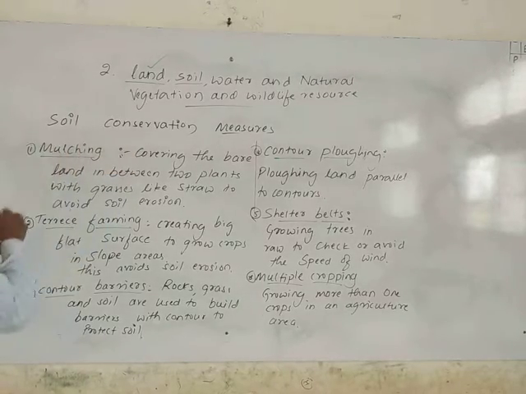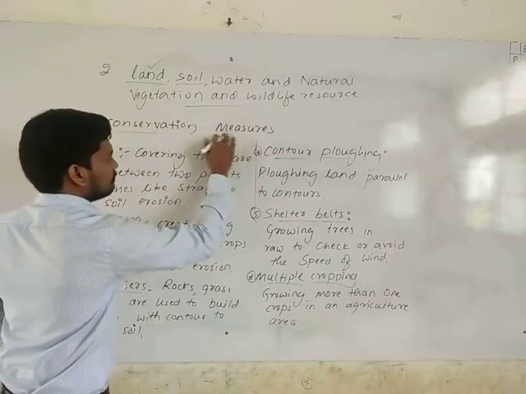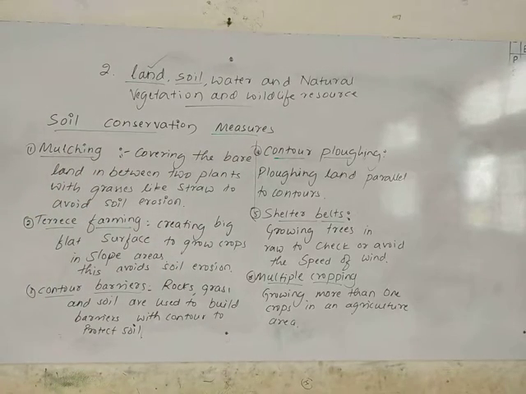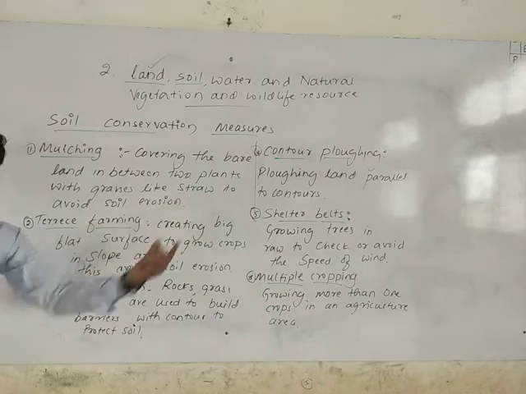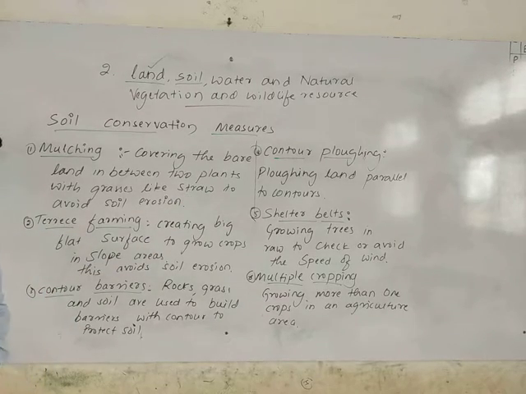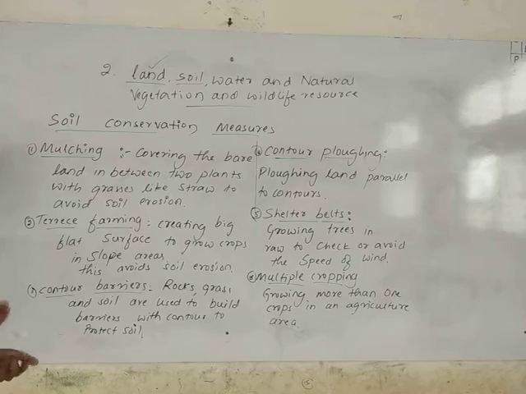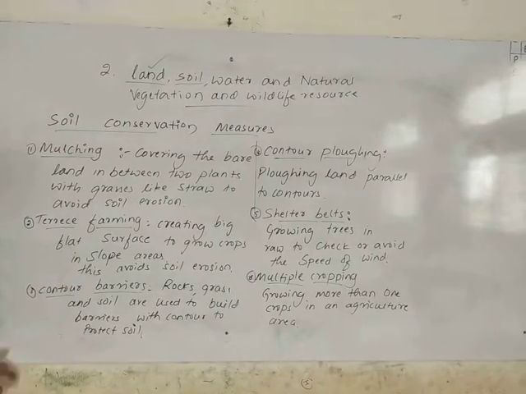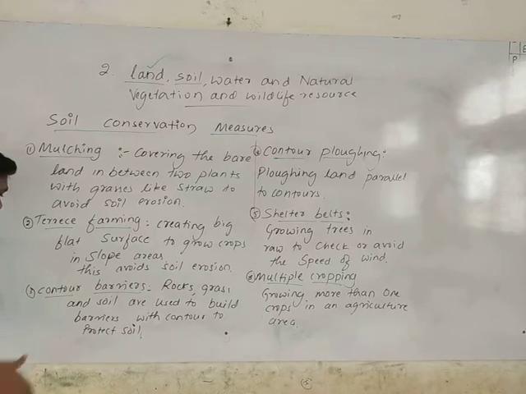The soil conservation measures. We discussed soil conservation, and now it's about the measures, or methods. We have 6 major methods, like mulching: covering the bare land in between 2 plants with grass, like straw. Straw means dried crops, to avoid the soil erosion. Then terrace farming: you might see this kind of farming in the Western Ghats and in the northern part of India, in Jammu and Kashmir, Uttarakhand, because they have sloping areas there.